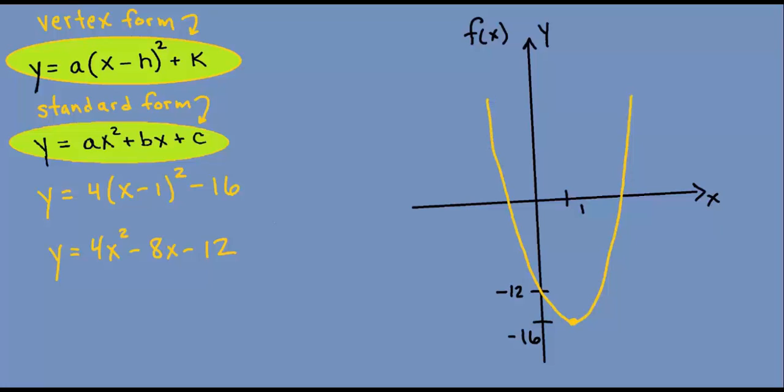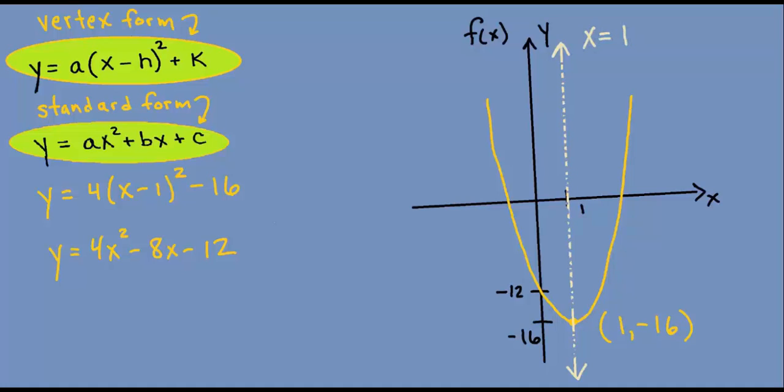We also talked about something called the axis of symmetry, which is just a line that splits the parabola in half. It's always a vertical line. It always goes through the vertex, and its equation is always x equals the x-coordinate of the vertex. So let me write the coordinates here. Here's the axis of symmetry, and its equation is x equals 1 in this case.